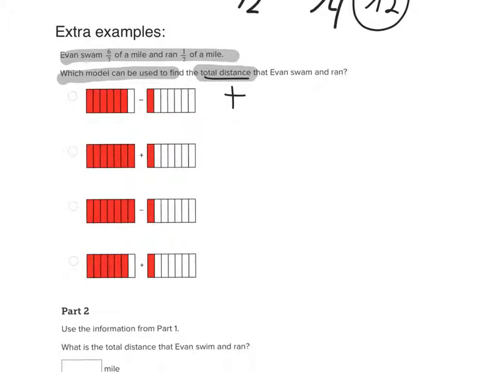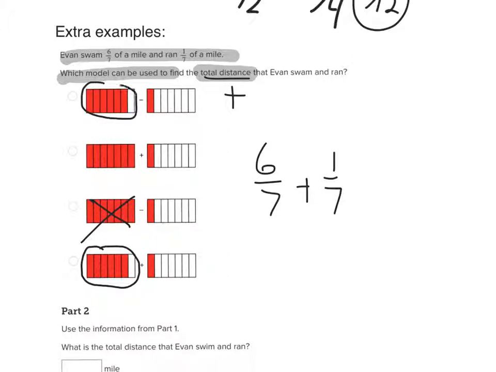So, which model is going to start by showing 6/7? Well, I'll tell you what, it is not this one. That's 7/7. So that doesn't make sense. So we're looking for 6/7 plus 1/7. There are 7 in each of these whole rectangles. So the ones that show 6/7 are this one and this one. Not this one or the other one that I crossed out.